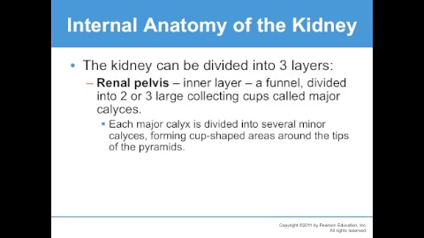The third and innermost layer of the kidney is the renal pelvis, and this structure is shaped like a funnel and divided into 2 or 3 large collecting cups that are called major calyces. Each major calyx is divided into several minor calyces that form a series of cups around the tips of the pyramids.